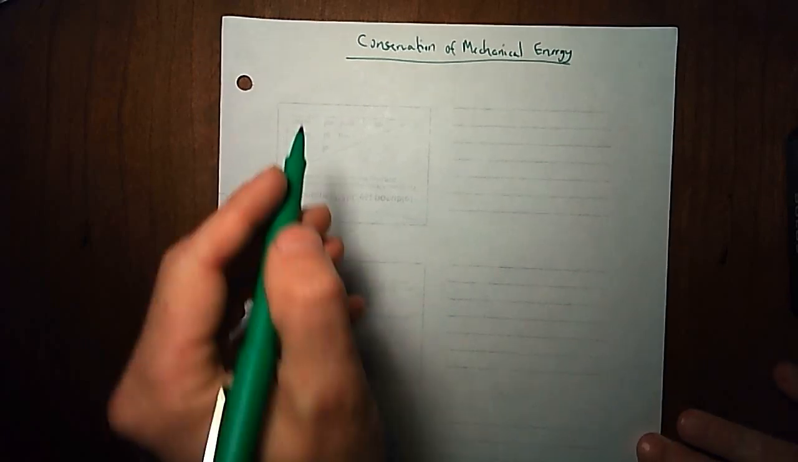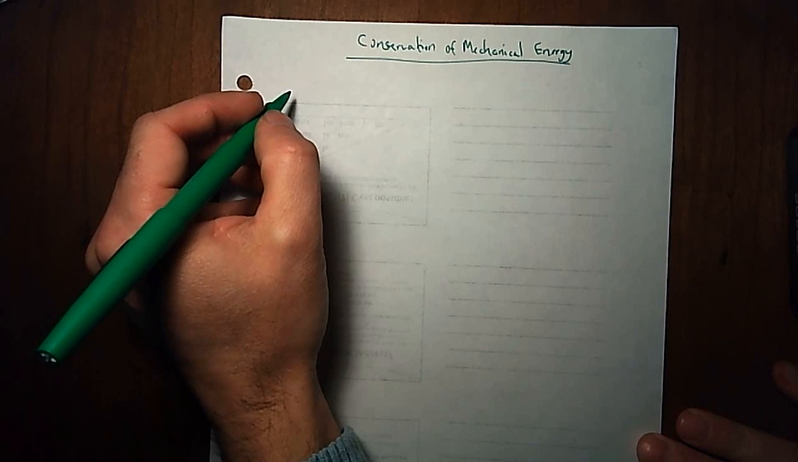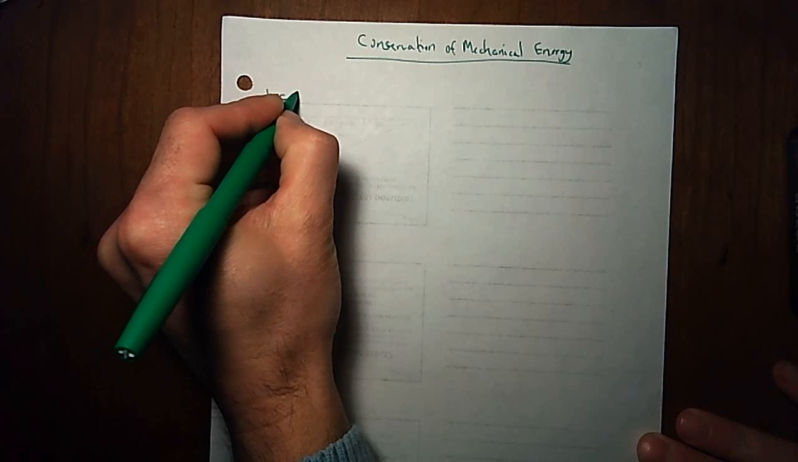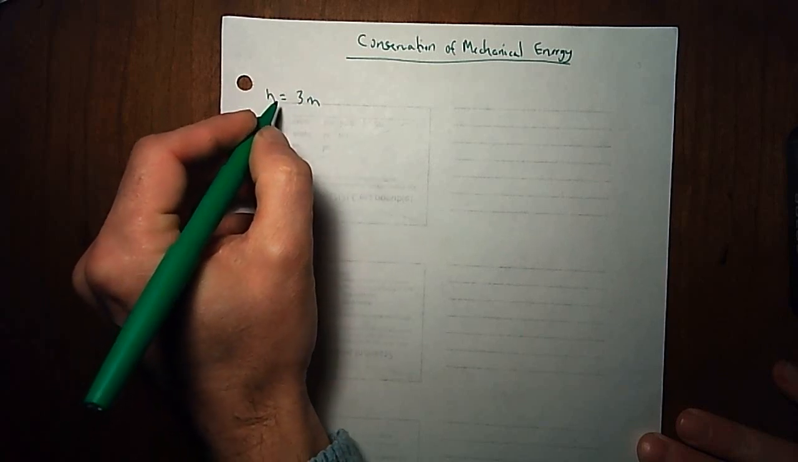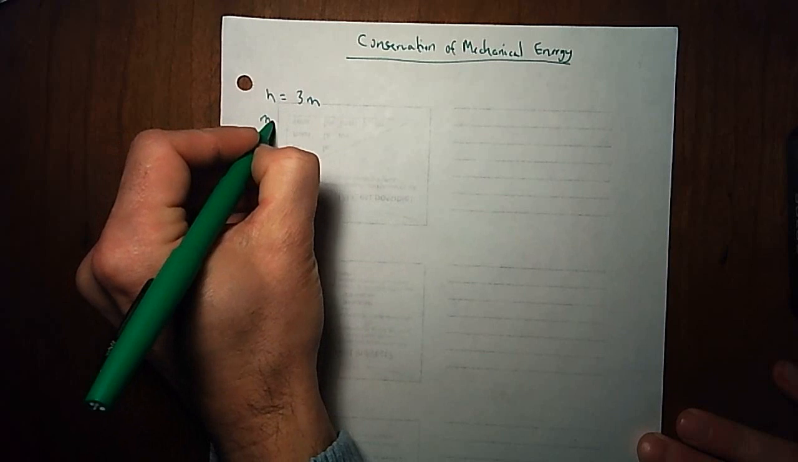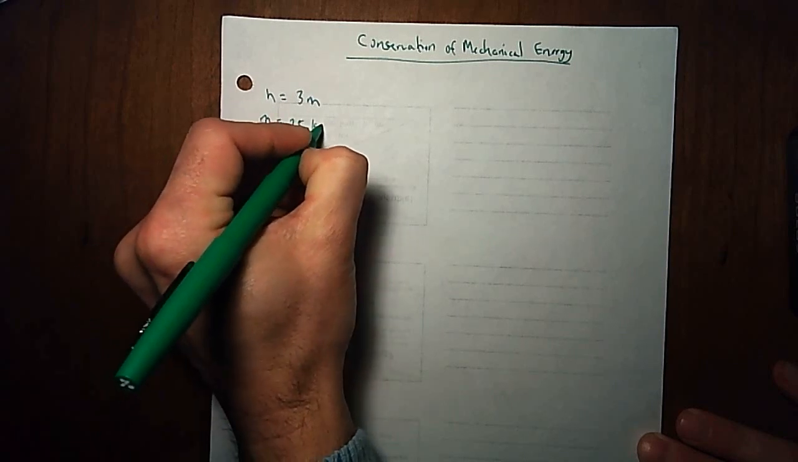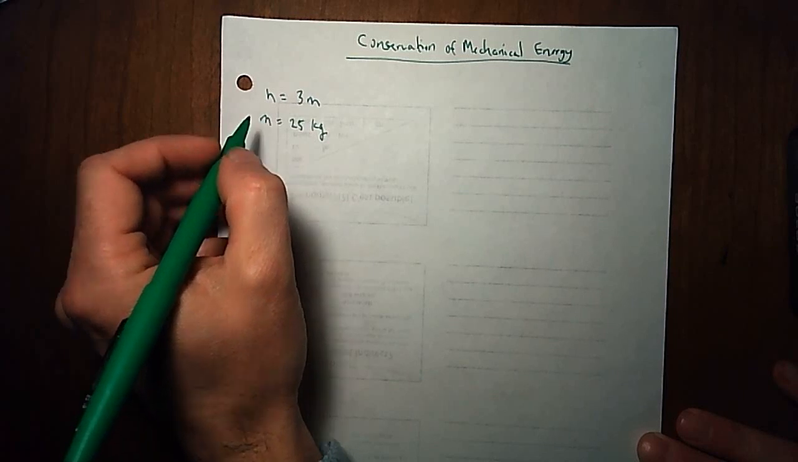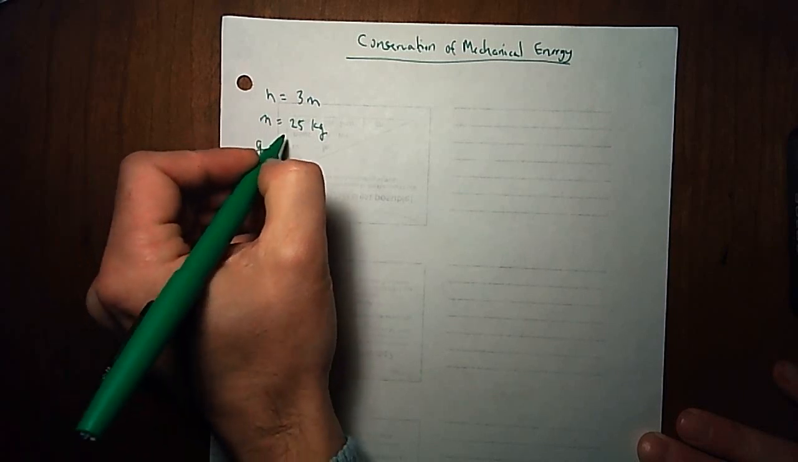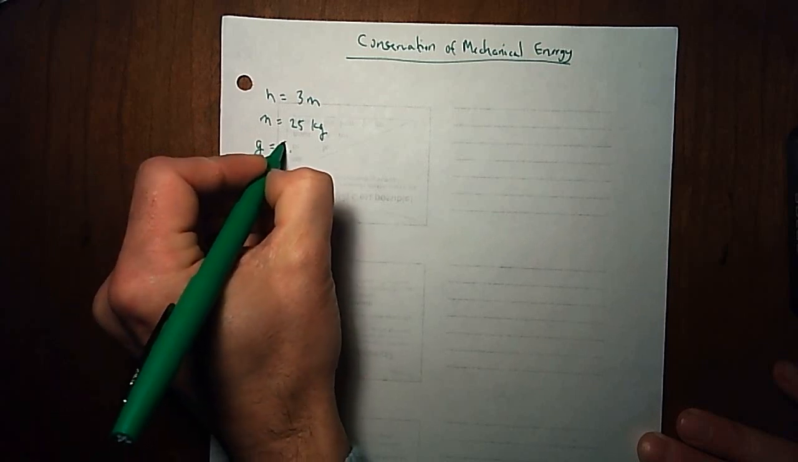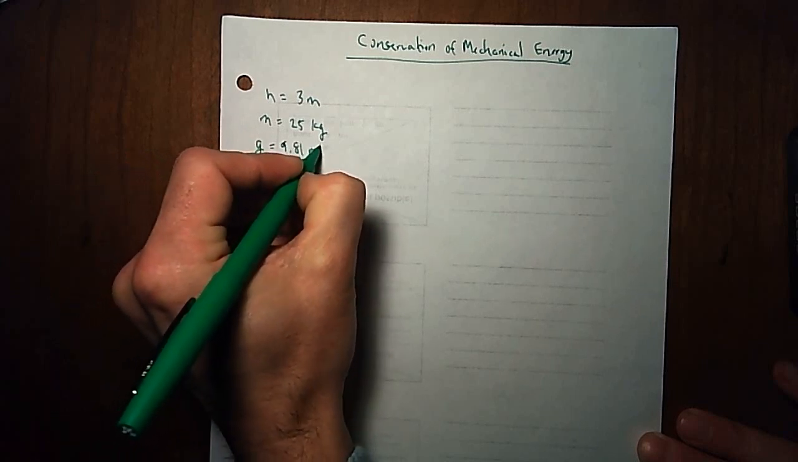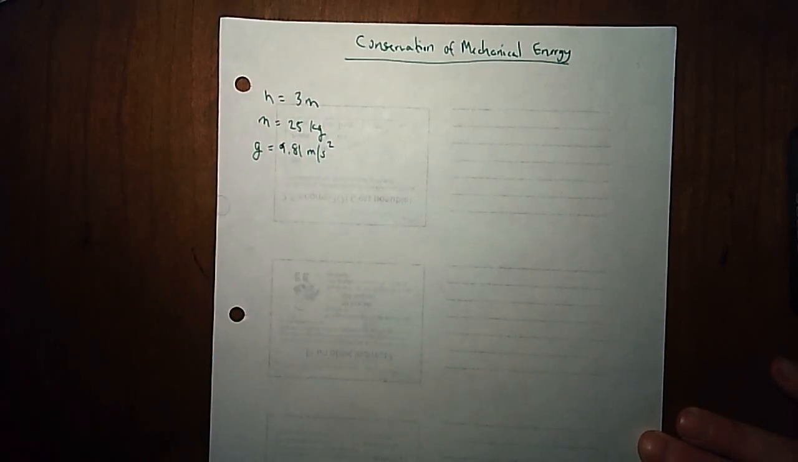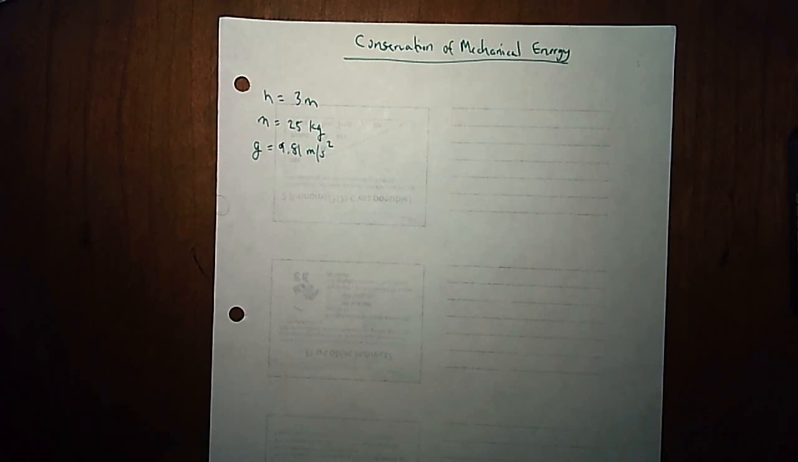So first of all, let's write down what we know. So the initial height is 3 meters. So h is 3 meters. Mass, we know that, 25 kilograms. And we know also g, of course, the acceleration of gravity, 9.81. All right, so it seems like we don't have a lot of information. So how are we going to solve this?